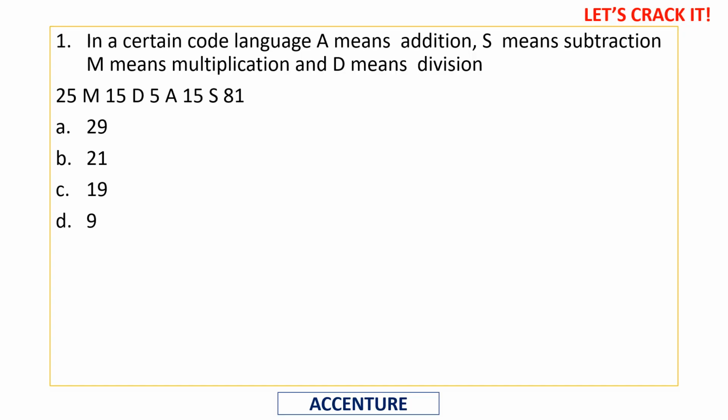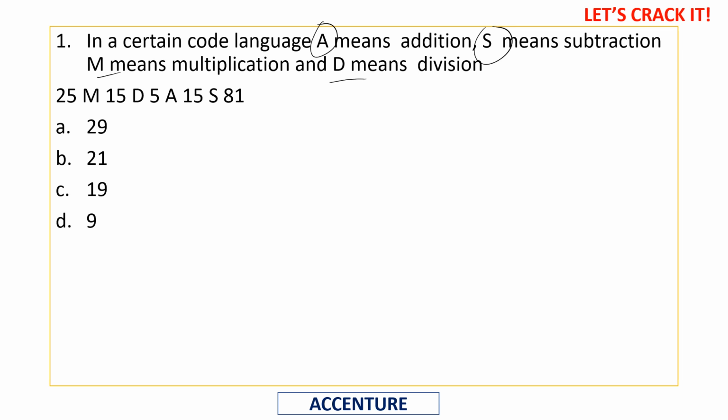And here comes the very first question in our today's session. In a certain code language, A means addition, S means subtraction, M means multiplication and D means division. Fine, right? These are all the arithmetic operators. Each symbol represents each operator.